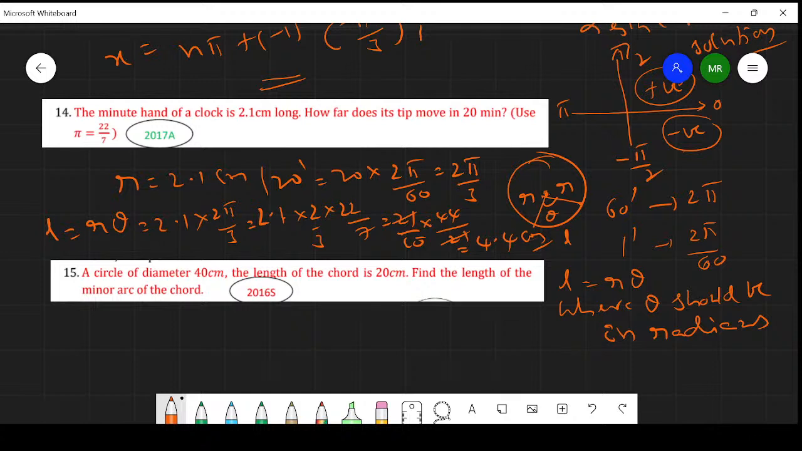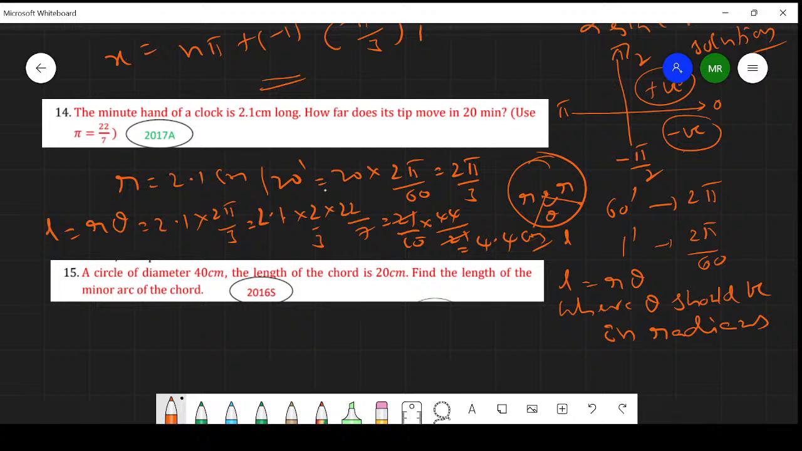I hope you understood this. Again, I will explain this problem. The minute hand of a clock, length is 2.1 centimeters, let it be the radius. Always remember, the minute hand completes one rotation every 1 hour. If it completes one revolution, it makes an angle of 360 degrees or 2 pi radians. In 1 hour, which is 60 minutes, in 1 minute it makes 2 pi by 60.